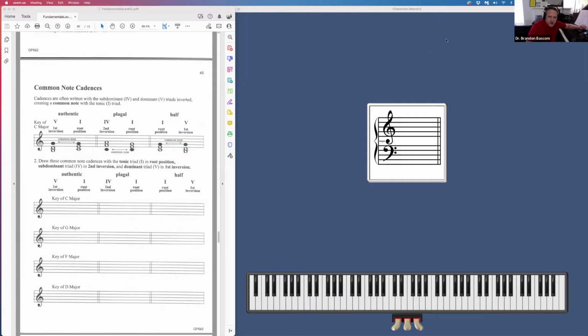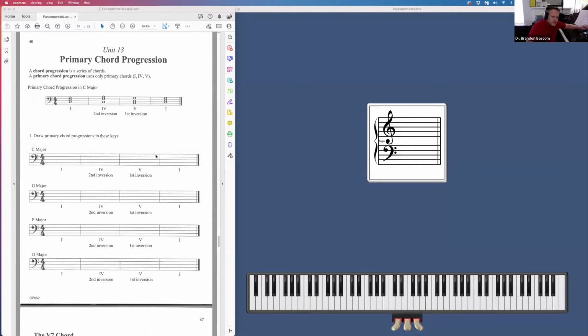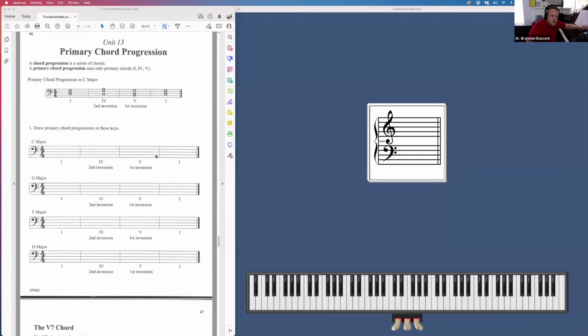Going on to unit 13. This is the primary chord progression. We are going to be playing the tonic, the subdominant, the dominant, and the tonic. And we're doing that in a way where we keep those common tones that we were just talking about. So the C stays the same. Here, actually, everything changes. Nothing stays the same there. And then the G stays the same.